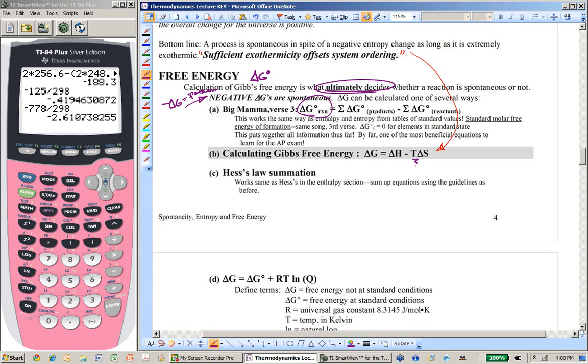These are things you do not write on the AP exam. You do not talk about Big Mama. You do not say anything about verses. You stick with the symbolization of what this is, Hess's law.